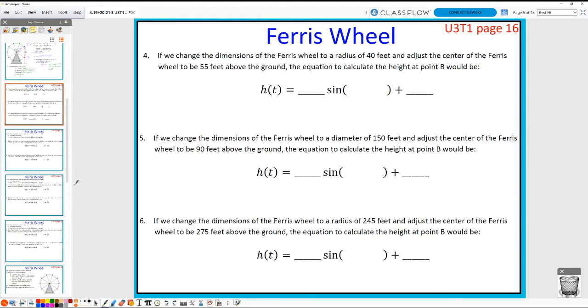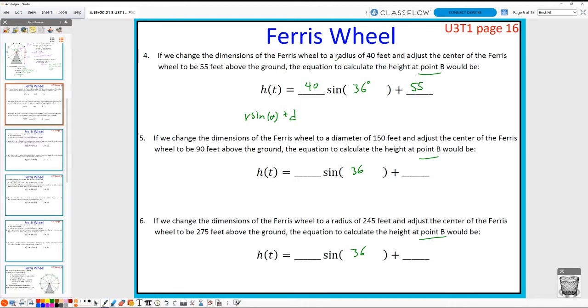So let's take a look at some quick practice. If we change the dimension of the Ferris wheel to a radius of 40 feet and set the center of the Ferris wheel at 55 above the ground, the equation to calculate height at point B would be, well, these are all point B, so I'm just going to put in 36 for all of them for now because it's the same Ferris wheel as earlier. But remember, it is r sine theta. Now, in this case, theta is just 36, plus the distance from center to ground. So this is 40 sine of 36 degrees plus 55.